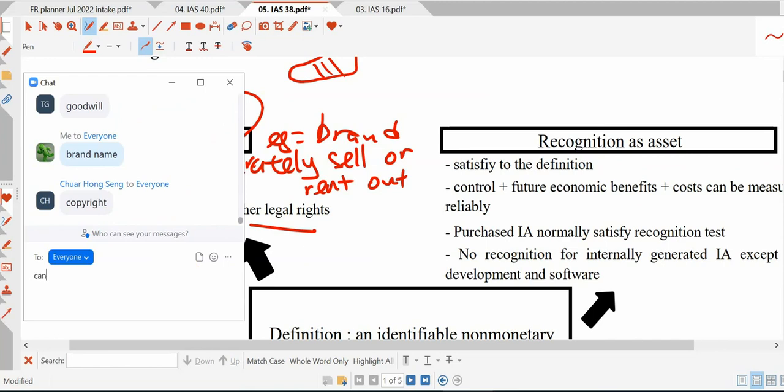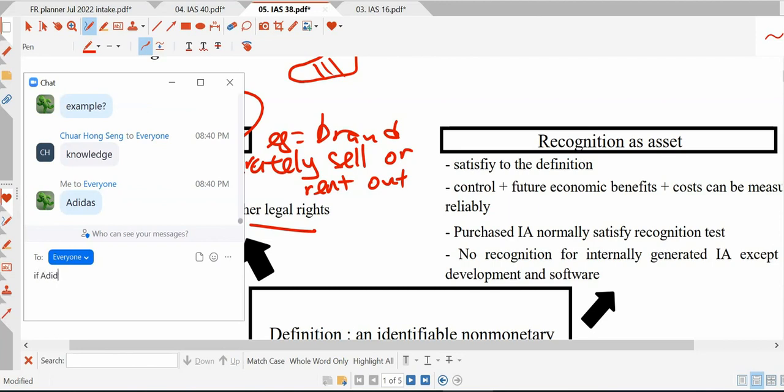Let me ask you, can we sell our goodwill? Depends on the item. Wow, okay, example. Knowledge. Goodwill is goodwill. Knowledge is copyright and intellectual property. Or maybe I ask you a question. Okay. You know this brand, right? Okay. This brand, good, got reputation.